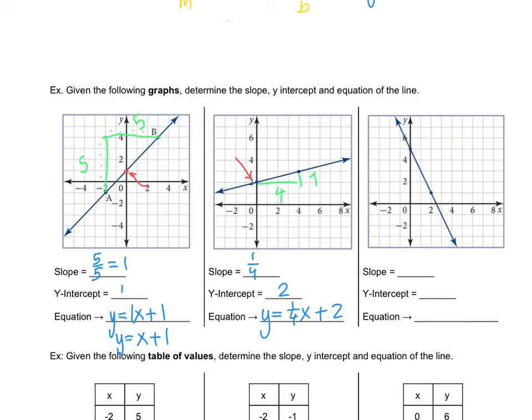Now I want you to pause the video and try this last graph on your own. I will just make a note that this line is going downwards, so your slope will be negative. So pause here, try it, and then come back.